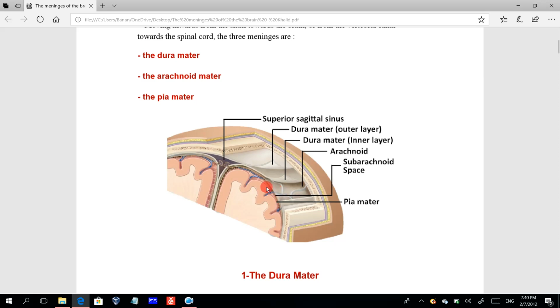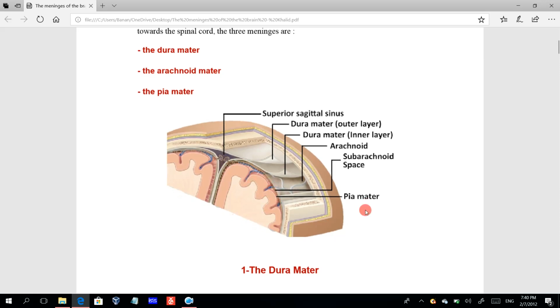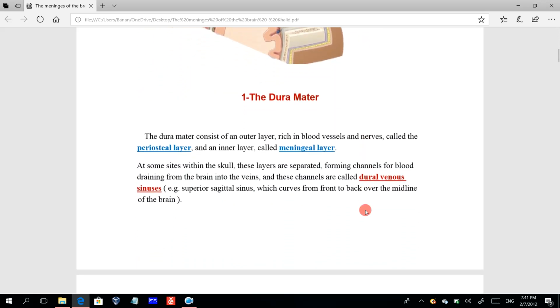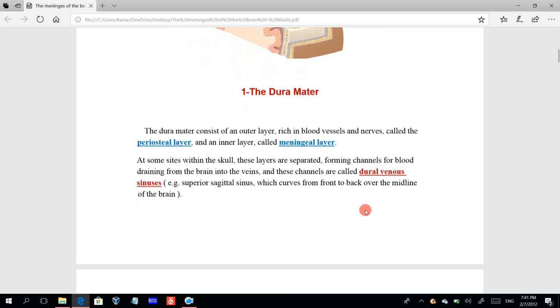The third layer, which is in close relation to the brain tissue and spinal cord, is a very thin layer called the pia mater. The pia mater, al-um al-hanun. We will discuss these three layers. We give you short notes about these three layers, starting with the dura mater.